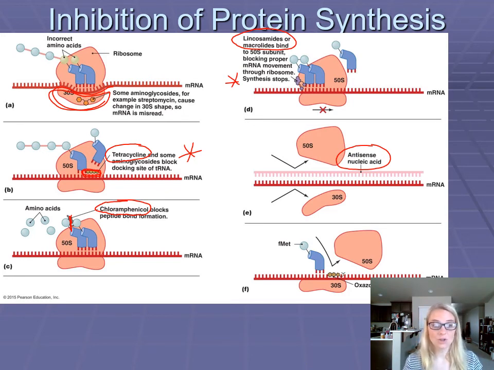All right, so that's a lot of different targets for these 70S ribosomes. So we're distorting the 30S subunit, we're blocking the arrival site, we're blocking the peptide bonds, we're blocking the movement of the mRNA, we are using antisense to block even the coming together of the ribosomes, and then we're blocking the initiation complex to start translation. So lots of different targets. Again, you don't need to know the names of the drugs that do these things, but you should be comfortable with being able to describe these various mechanisms.